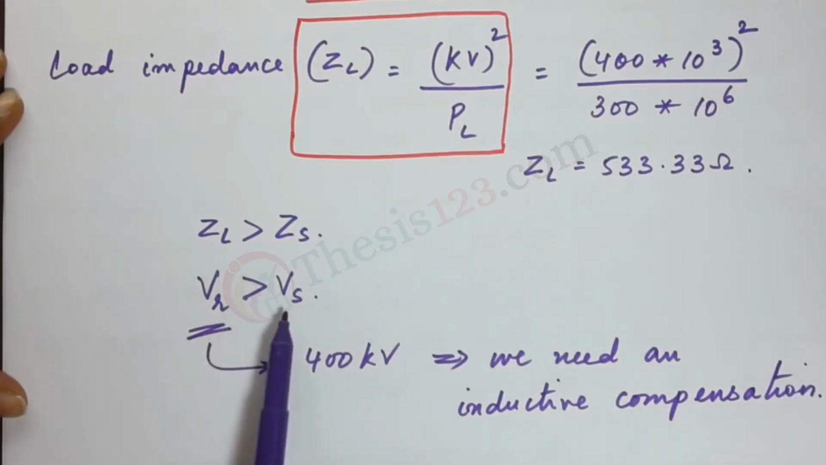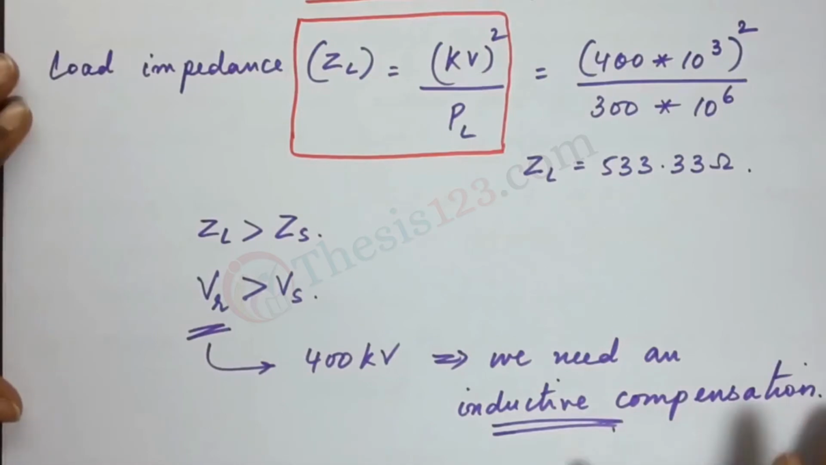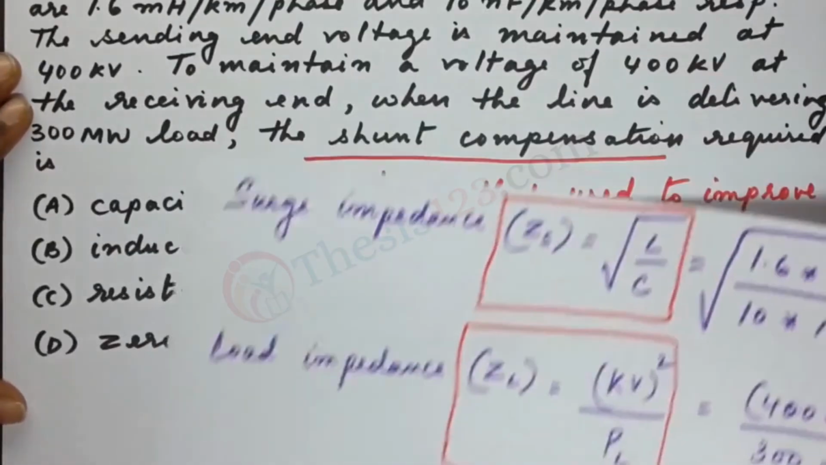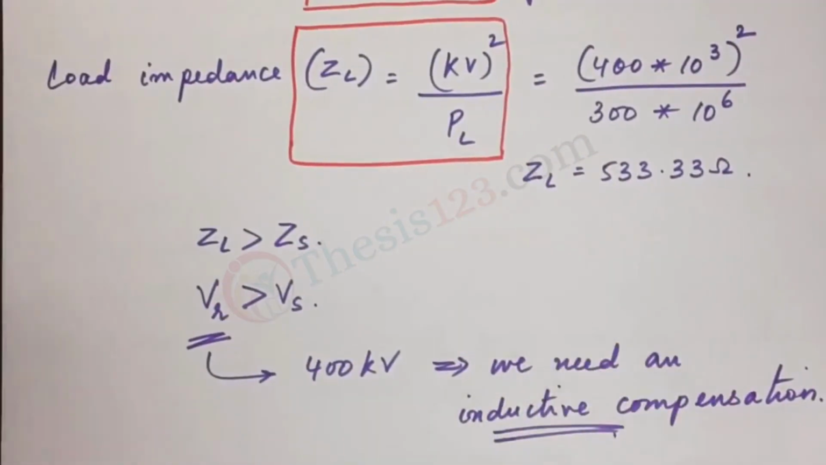But if Vs were greater than Vr, it would be the opposite. We would need capacitive compensation. So, I hope this generalization helped. The final answer here is inductive. That's the final answer.